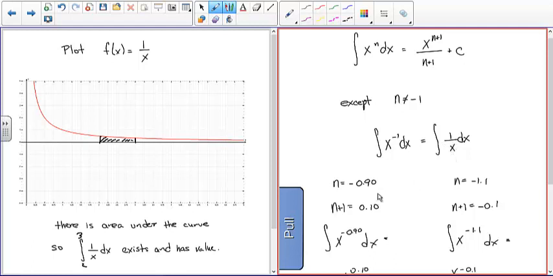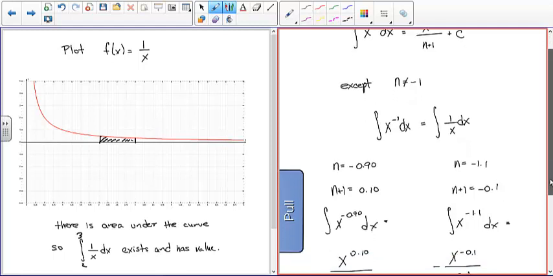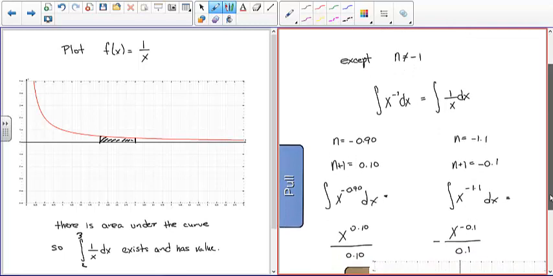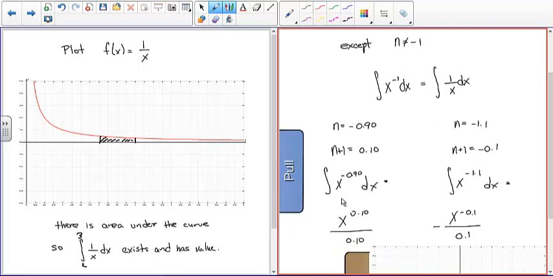So when I integrate it, I add 1 to the exponent. So that's n plus 1. If I use that example and I add 1, I get -0.1. Then if I do the integration, and I'm not doing it between any two numbers, I'm just looking at it generally, the integral of x to the -0.9 dx is x to the 0.1 divided by 0.1. I add 1 to the exponent and divide by the new exponent. For the other, I add 1 to the exponent and divide by the new exponent, which is -0.1.